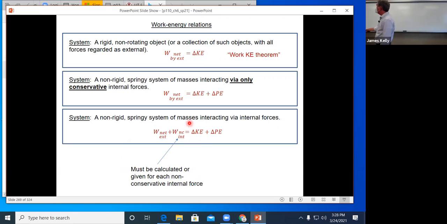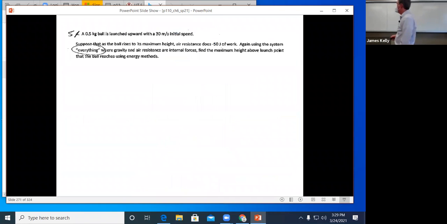Okay, so this has to be calculated for each non-conservative internal force, and we should have a separate one of these terms for each internal conservative force, right? We might have something where we have a spring mounted vertically and a mass is compressing the spring, but it's also going down in the gravitational field. So we might have a gravitational potential energy and a spring potential energy in the same system. We'll see an example like that.